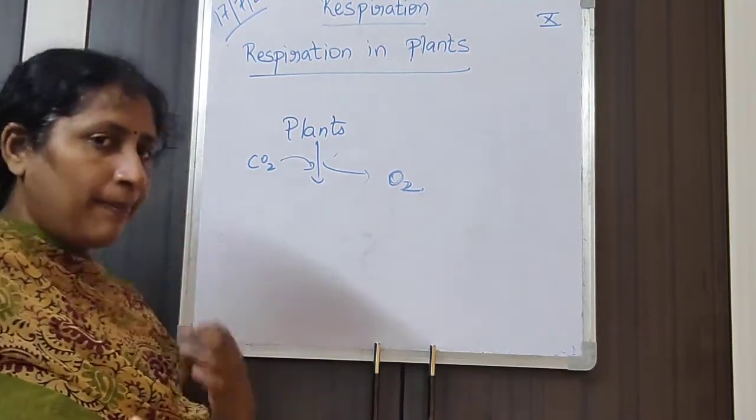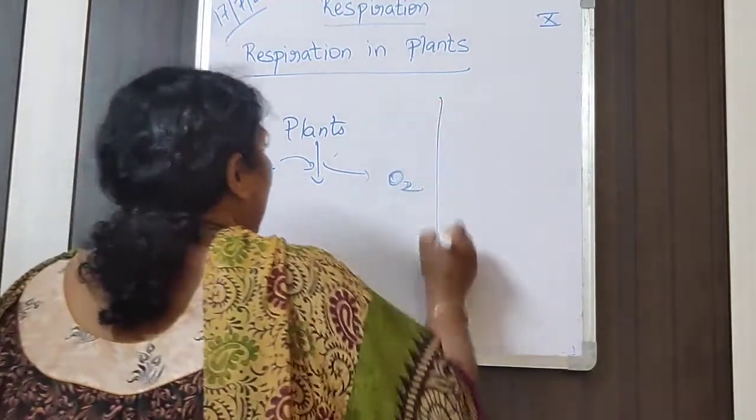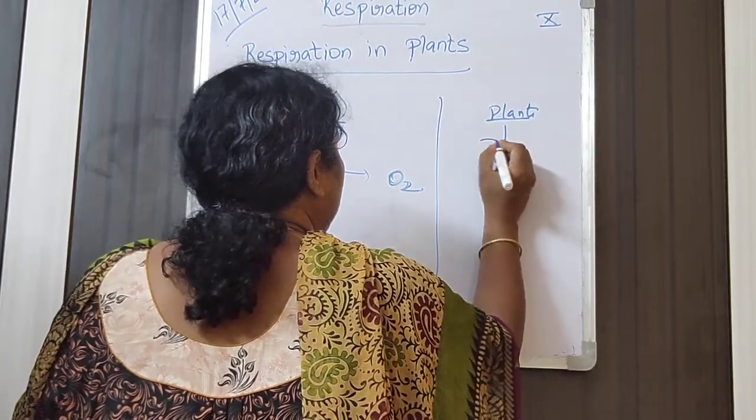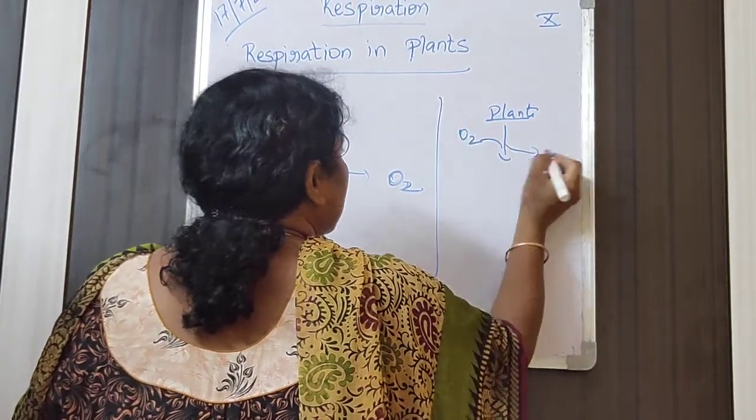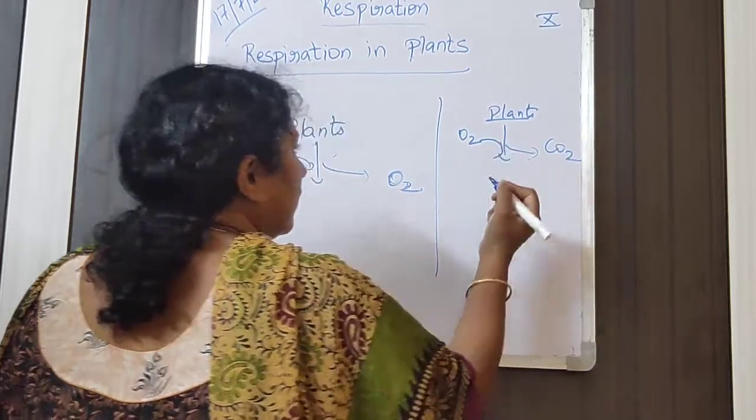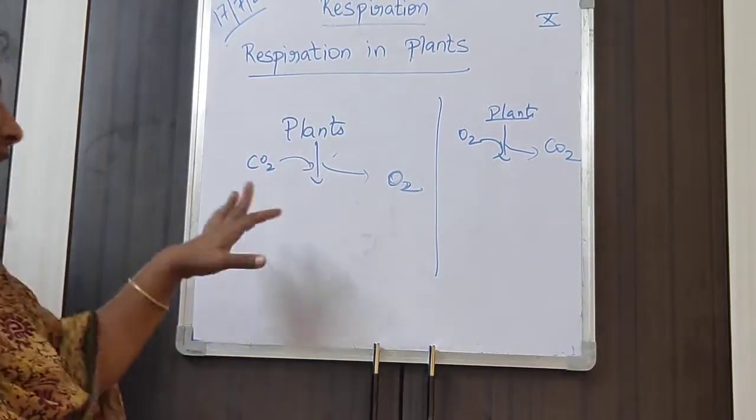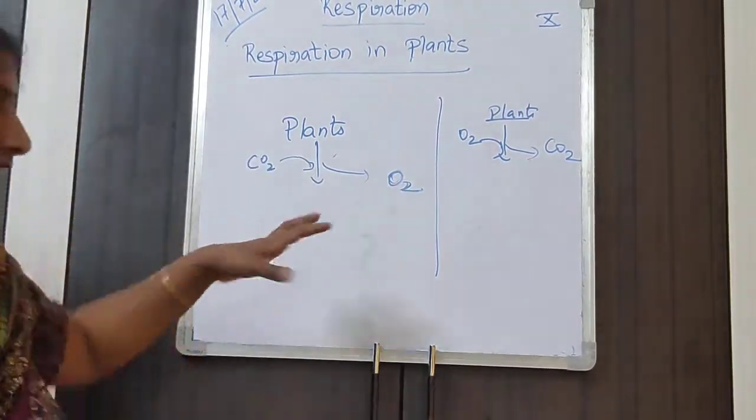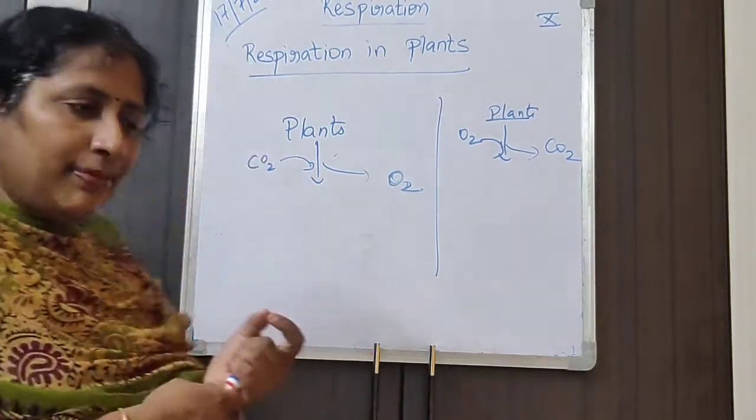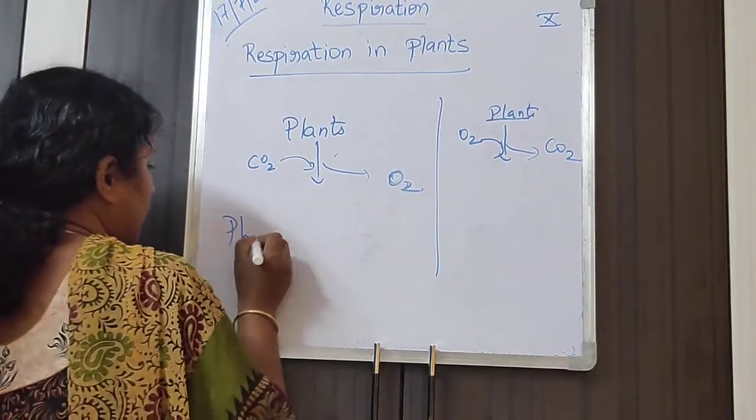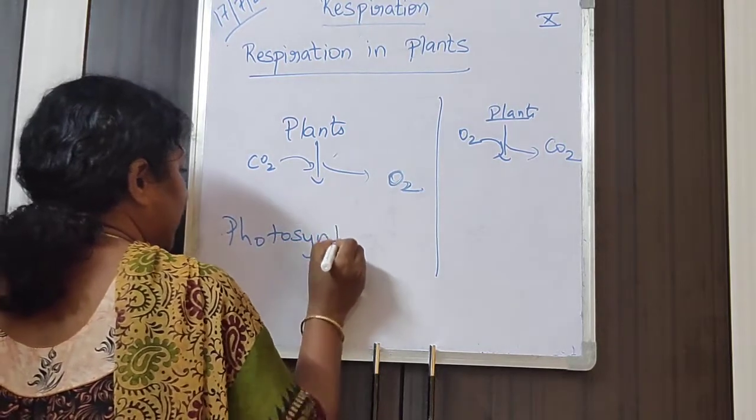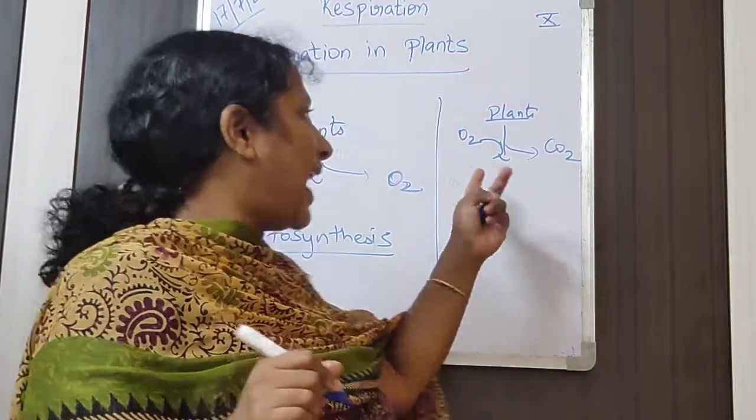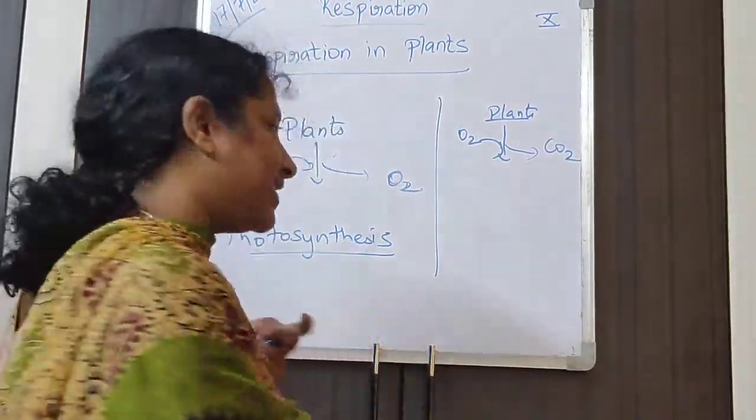We know this. But I am telling, plants will take oxygen and release carbon dioxide. Okay? So, see, don't get confused. Plants will definitely take carbon dioxide and release oxygen. This process is nothing but photosynthesis. And while doing respiration, plants will take oxygen and release carbon dioxide.